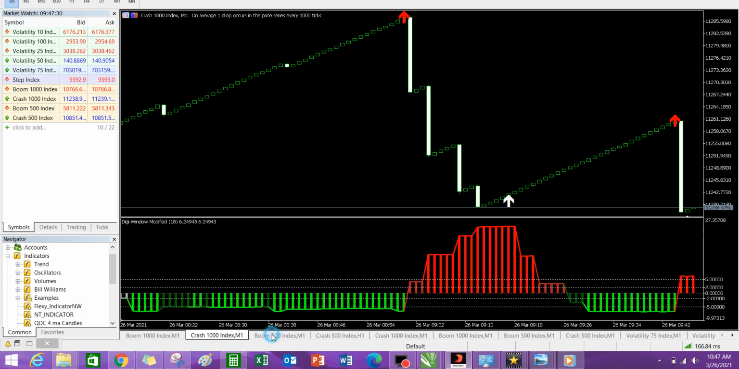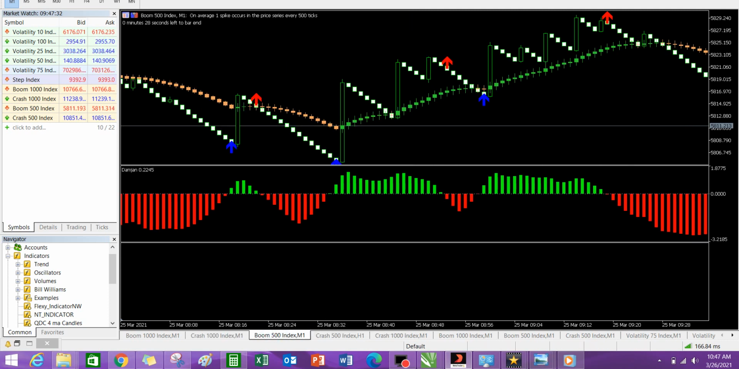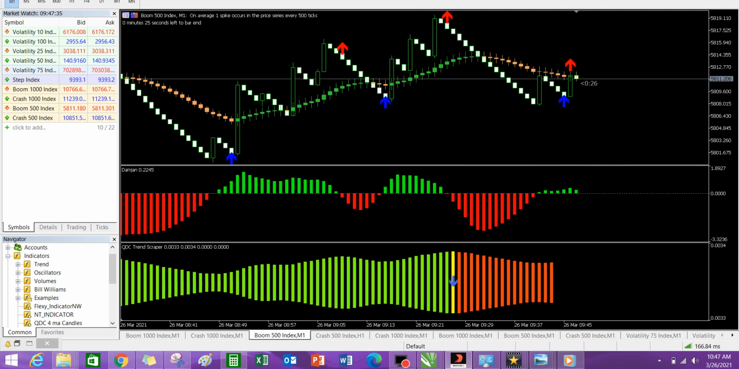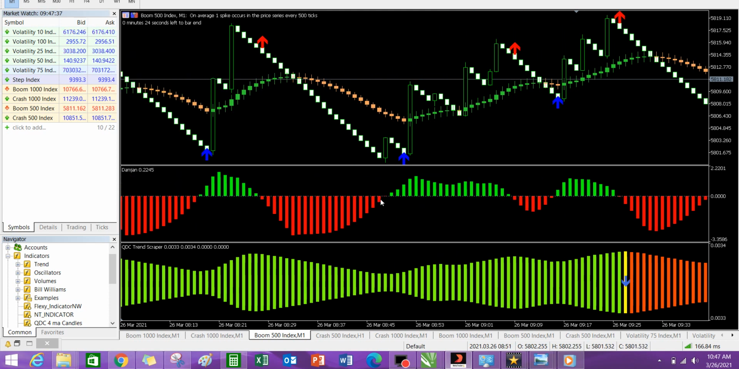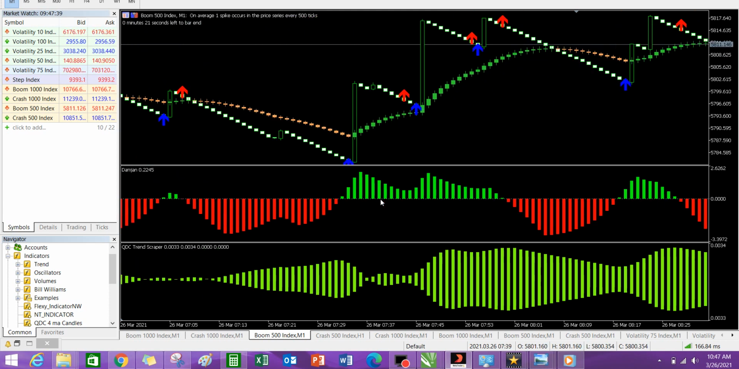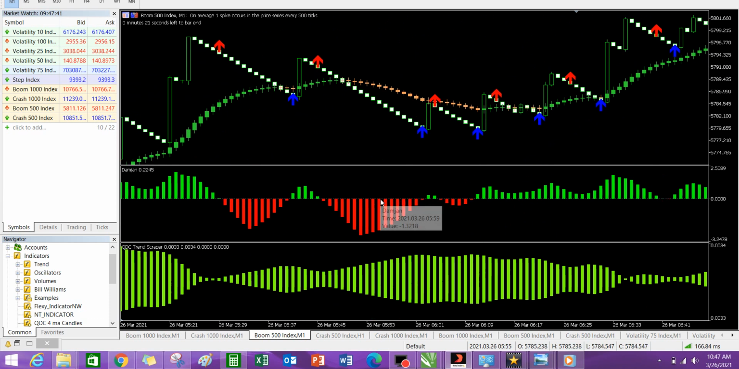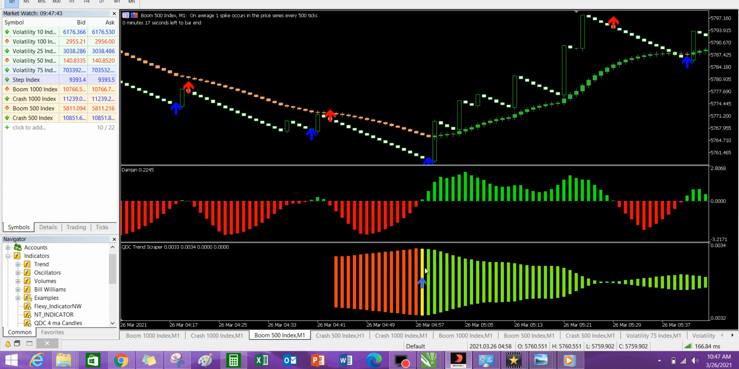Okay, so let's check out what is happening with Boom 500, and I'll be using the scraper indicator for this. For Boom 500, it's been on an uptrend for a very long time. As you can see, the uptrend started from here. Like I used to tell you, the QDC scraper indicator makes it very easy for you to trade this.